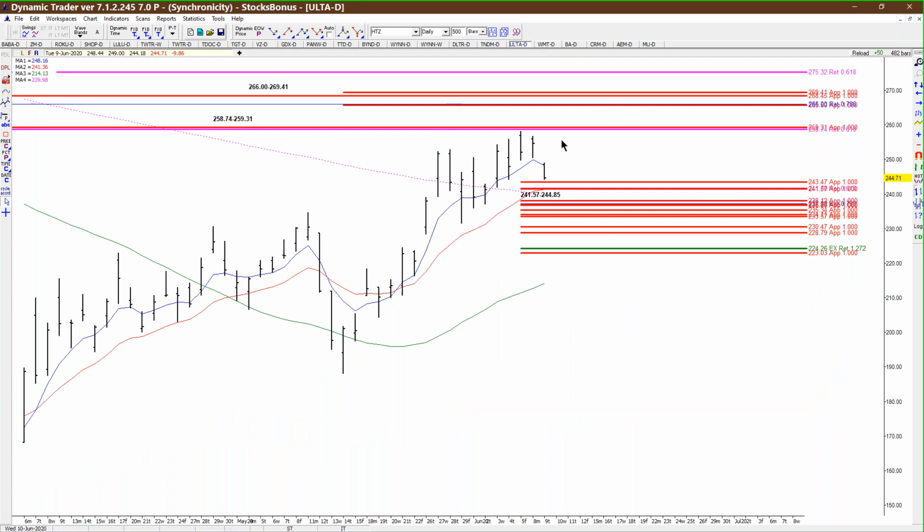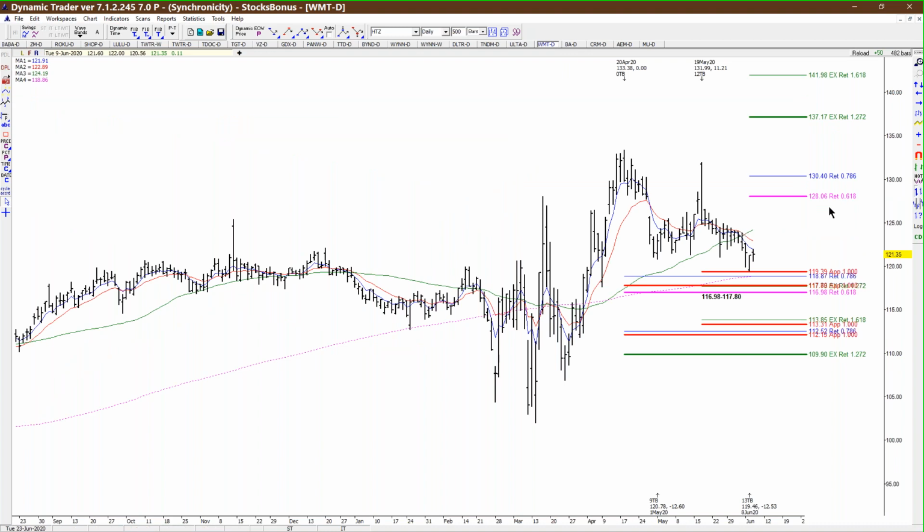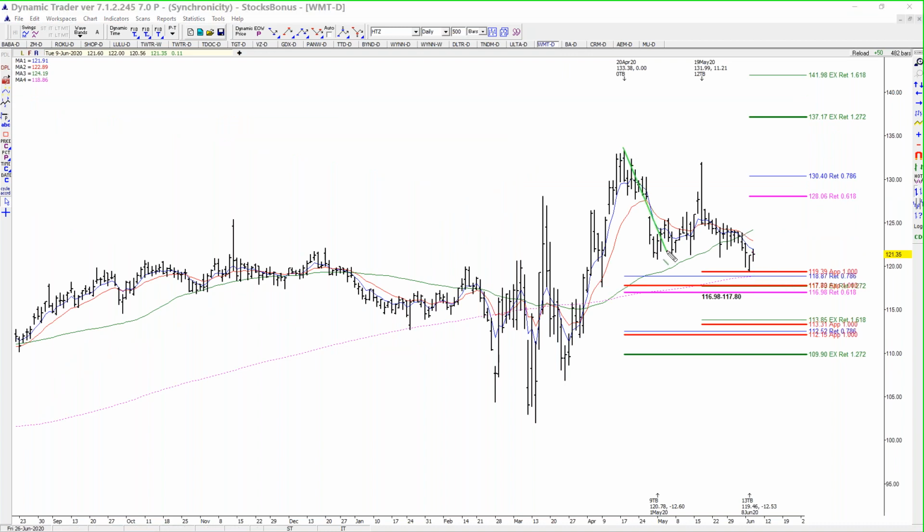Yeah, that's Ulta's at resistance. Walmart, pretty simple, just this high to low is 1260. This high to low is 1253. If it holds above there, yes, you can see a rally.